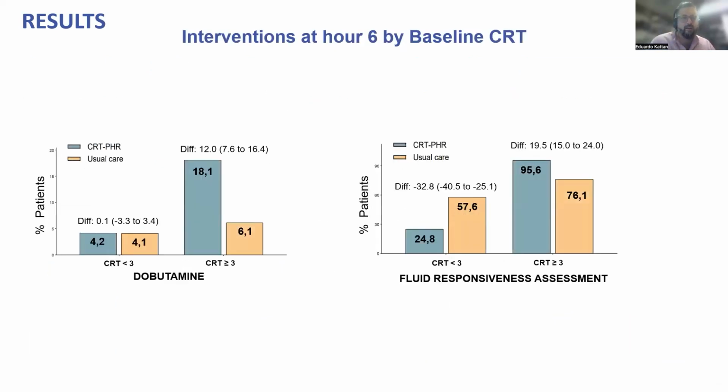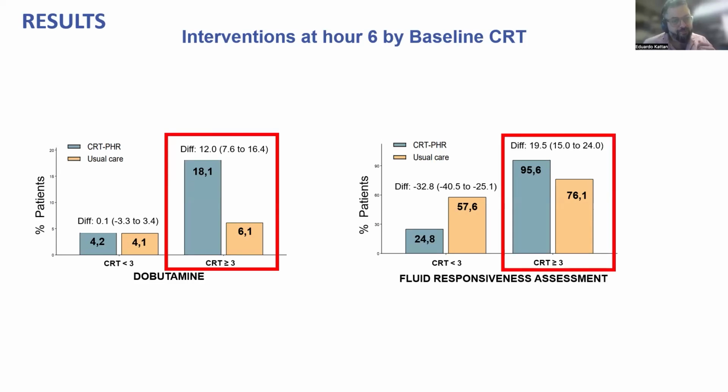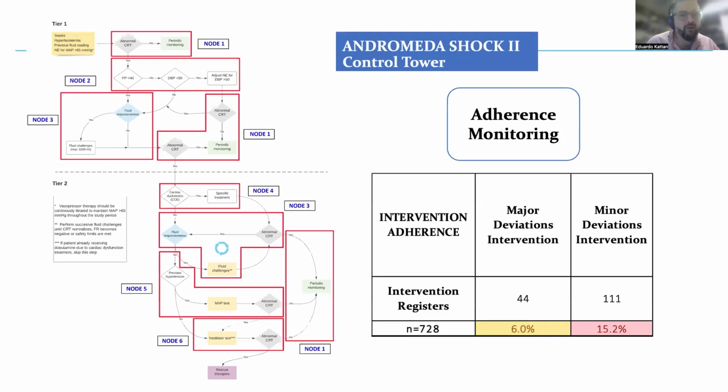Just to show you what's also very important to me, when you stratify patients according to whether they had normal or abnormal capillary refill time at inclusion, we see that in the intervention group, the interventions were actually tailored to those with abnormal capillary refill time. And you see how fluid responsiveness assessment or dobutamine, et cetera, were specific to those with abnormal capillary refill time, highlighting the importance of personalization. And the adherence was quite good. We only had 6% of deviations in the protocol.